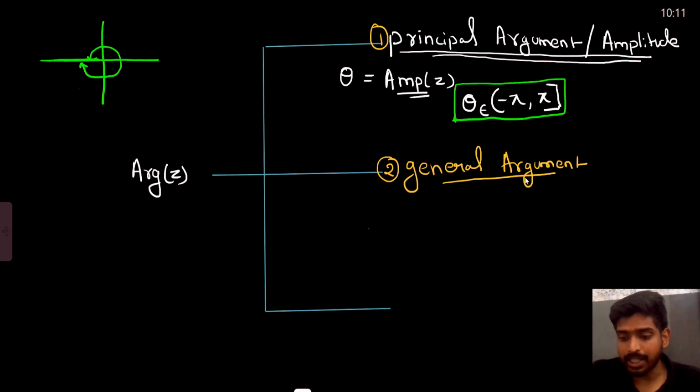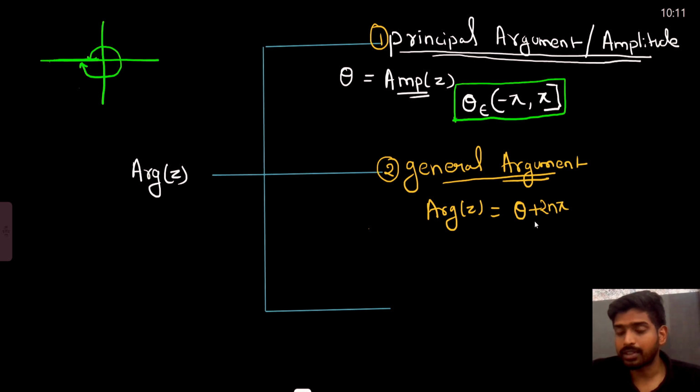Whenever they are asking general argument, at that time you have to find the principal argument. You have to find the value of theta, principal argument or amplitude, plus 2n pi. You have to add 2n pi. Why this 2n pi? Actually, this will include all the repetitions.